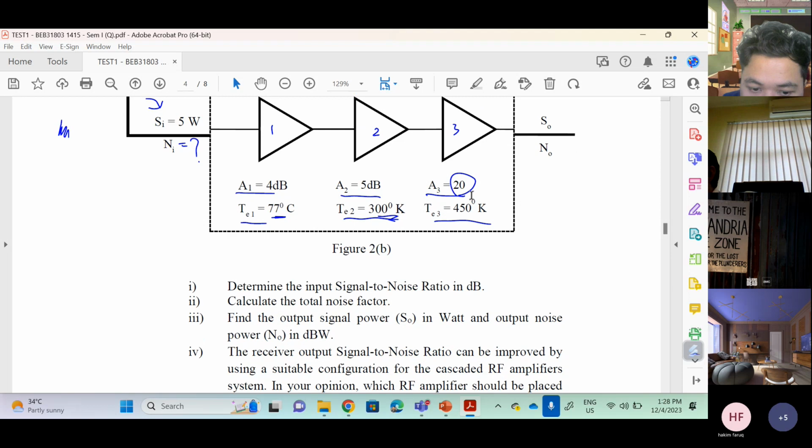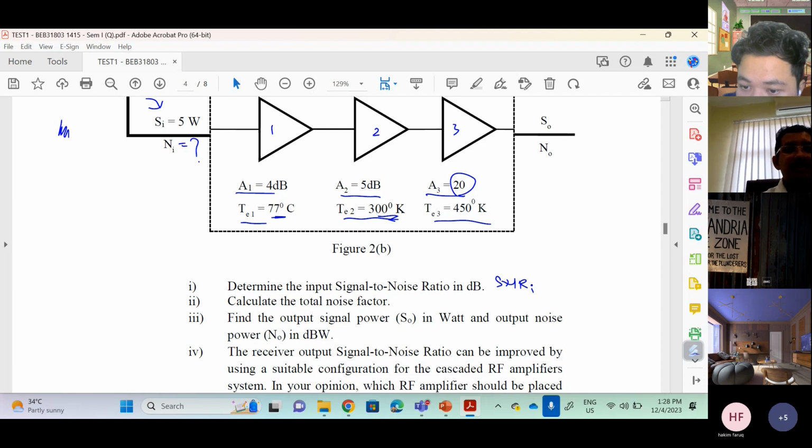Determine the input SNR. How do we do this? To determine SNR I, first of all, I scribble right here. First of all, you need to find NI. How much is NI? NI is equal to KTB. You can try this together with me to calculate the values, so that if my answer is wrong, you need to inform me. Please correct me if I make a mistake in the calculation.